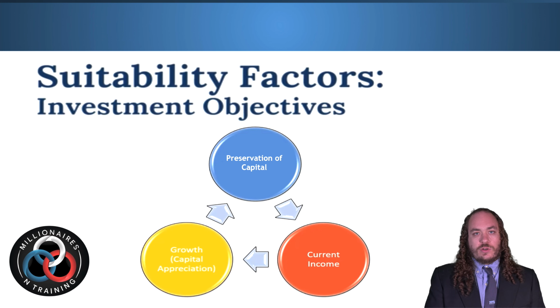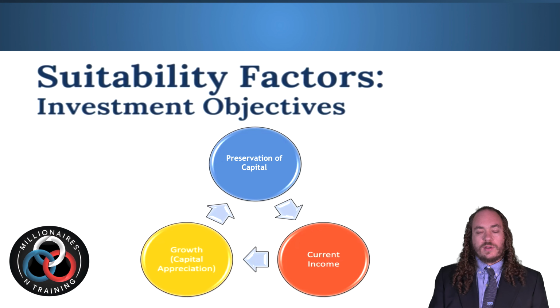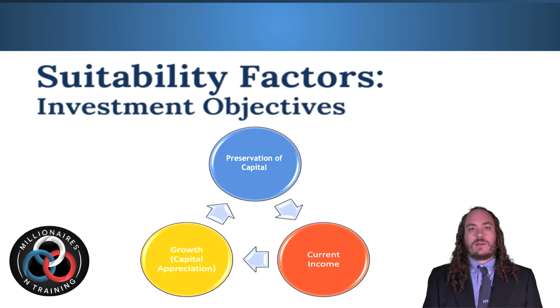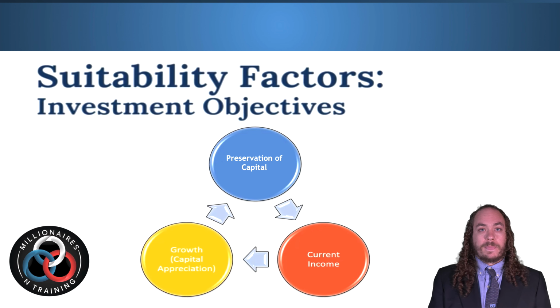Let's talk about suitability objectives. There are 3 main objectives. First, capital appreciation or growth. This is for younger investors. I'm going to put this much money in today, and when I take the money out eventually, in 10 or 20 years from now, I want to take it out at a substantially higher price than I put it in at.